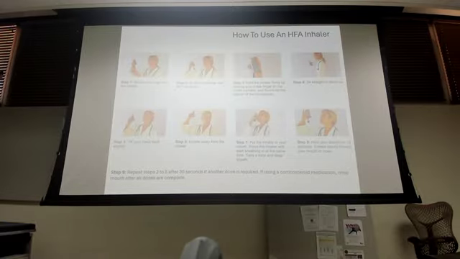This is just, again, showing you the difference between the types of inhalers and how you're supposed to actually take it. I don't know who's doing all of this. Like, you don't need to turn your head away.